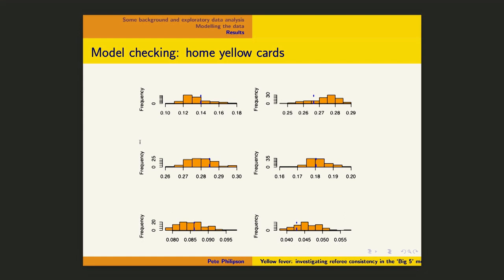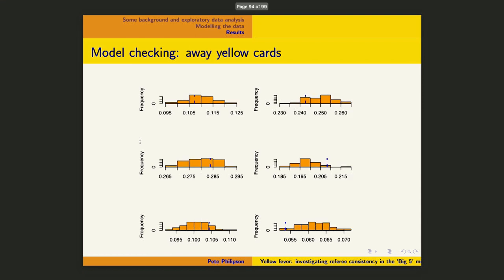So I did a bit of model checking as well. This is just basically some simulations from the model. This is for the home yellow cards. This is for 0 yellow cards, then 1, then 2, then 3, then 4, then 5. This is just from the model, simulated 1,000 times how many yellow cards I'd predict, the probability of 0, and these blue dashed lines, quite hard to see, sorry. That one's better. They should sit somewhere in that distribution if the model is doing the right thing.